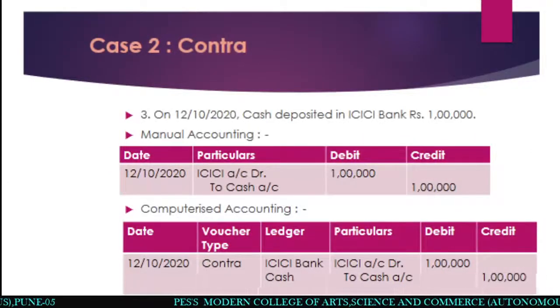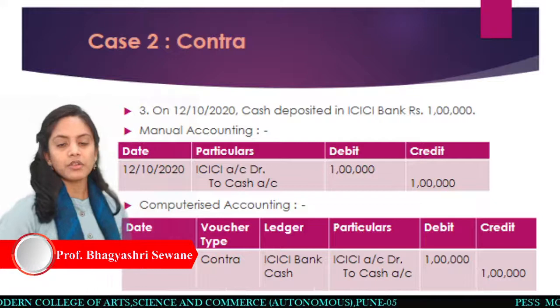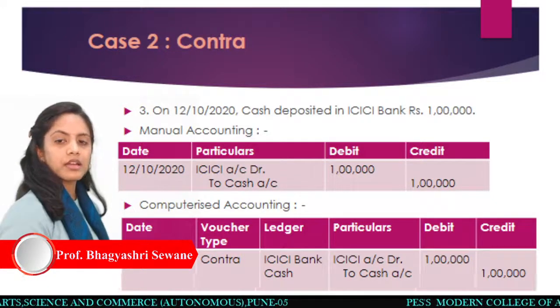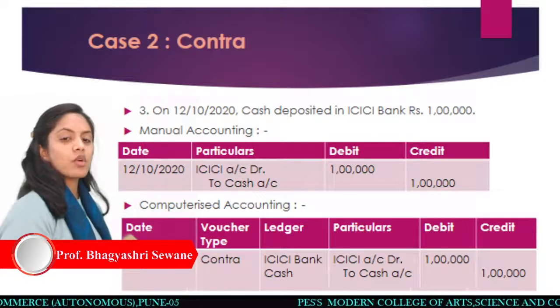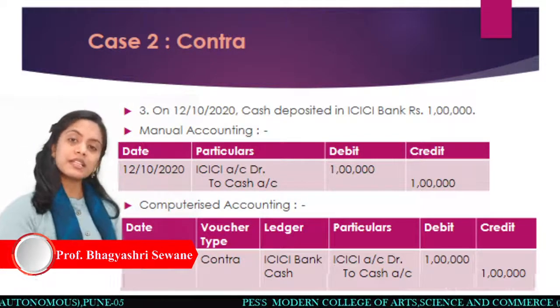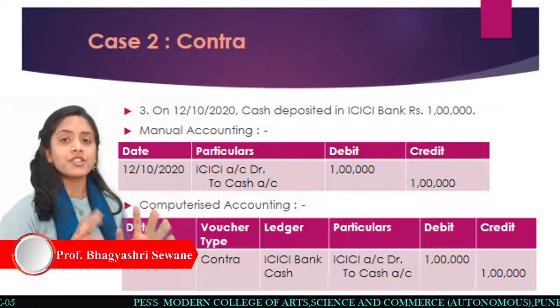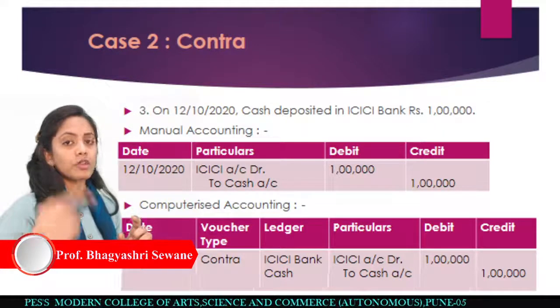Yeah, you can see the next transaction, number 3, is on 12th of October 2020. On the 12th of October 2020, cash deposited in ICICI Bank account, rupees 1 lakh. Now Rubix Limited has deposited cash in the ICICI Bank account on that particular date, rupees 1 lakh. What we have to do is think in our mind what the entry will be over here.